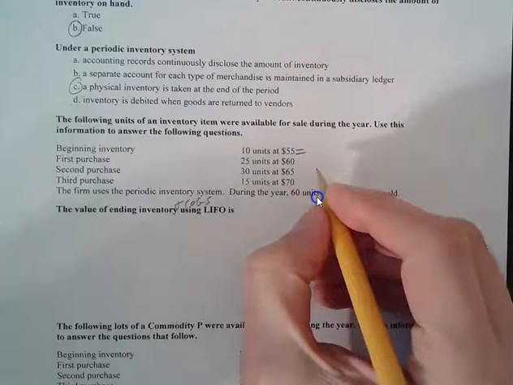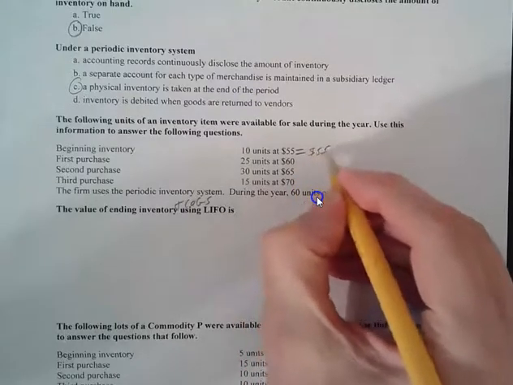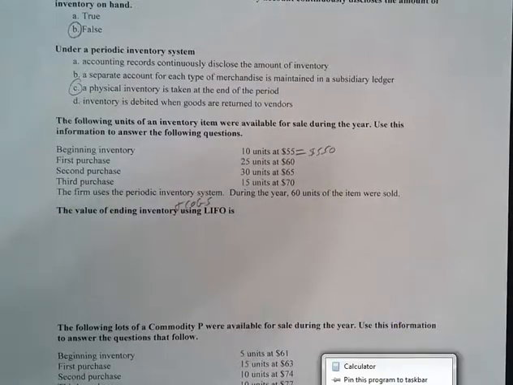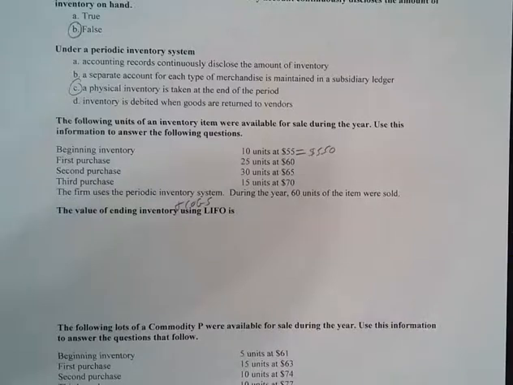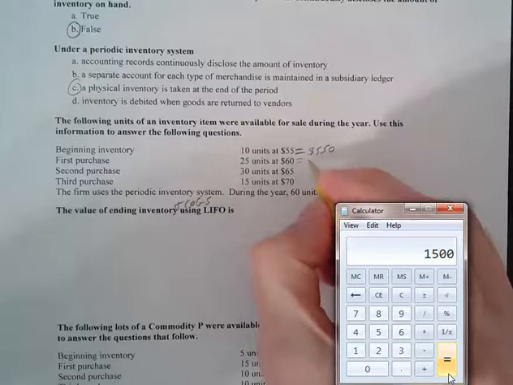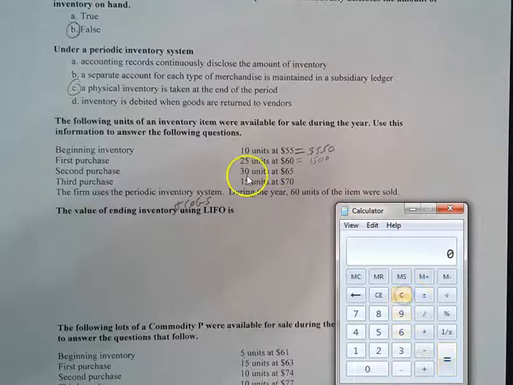Our beginning inventory is 10 units at $55. That's $550. Okay, let's go ahead and get Mr. Calculator involved so we don't have a mishap. Then we have another purchase, 25 units at $60 is $1,500. Okay. Then we have 30 units at 65.